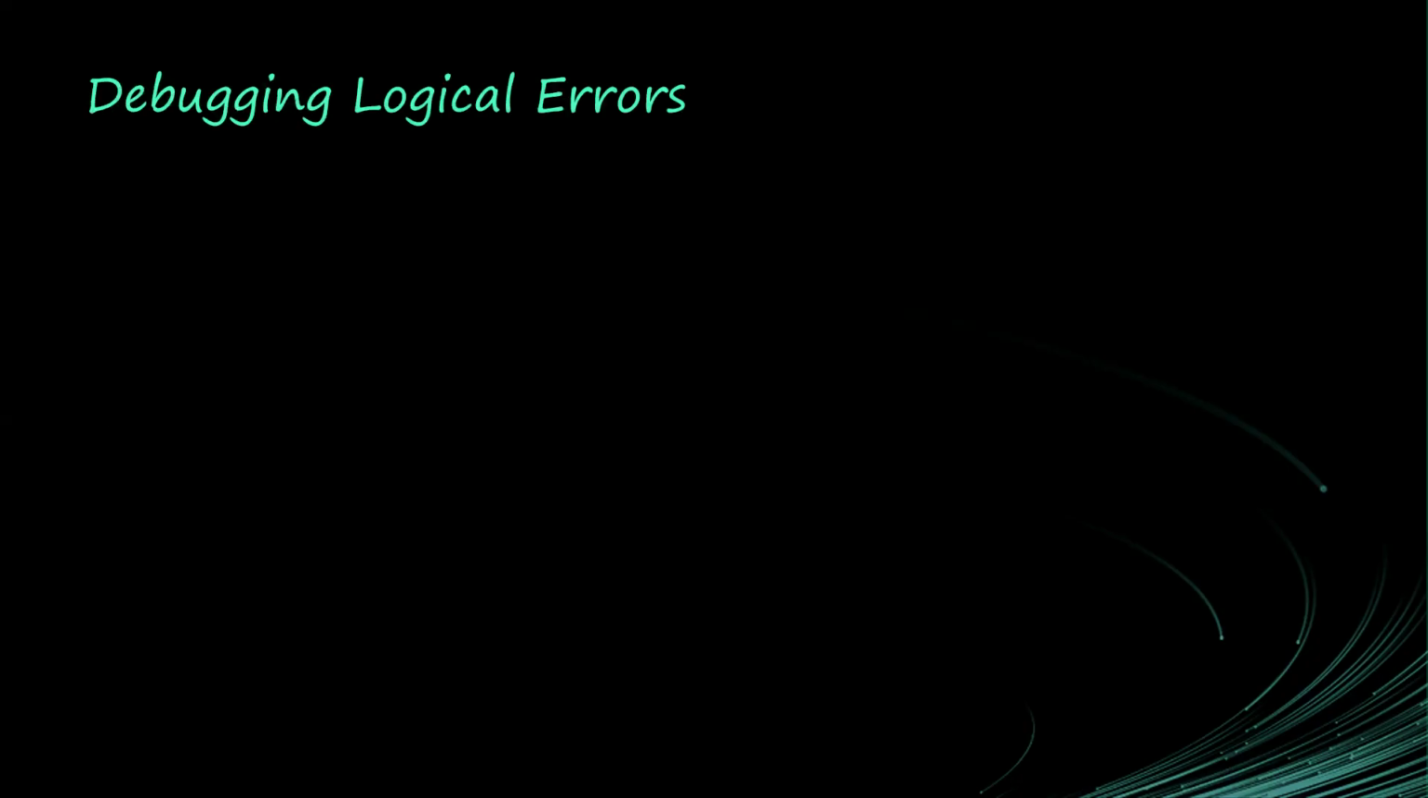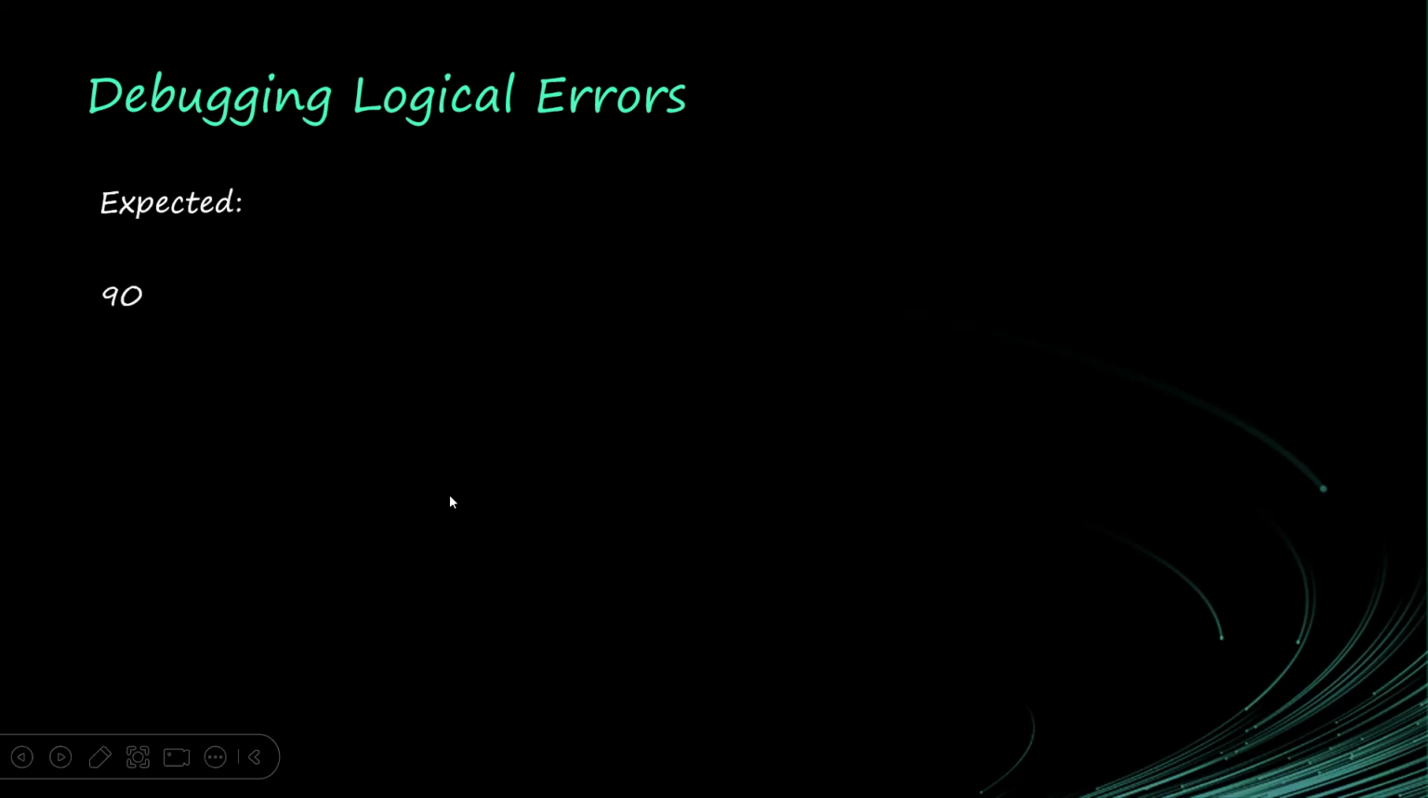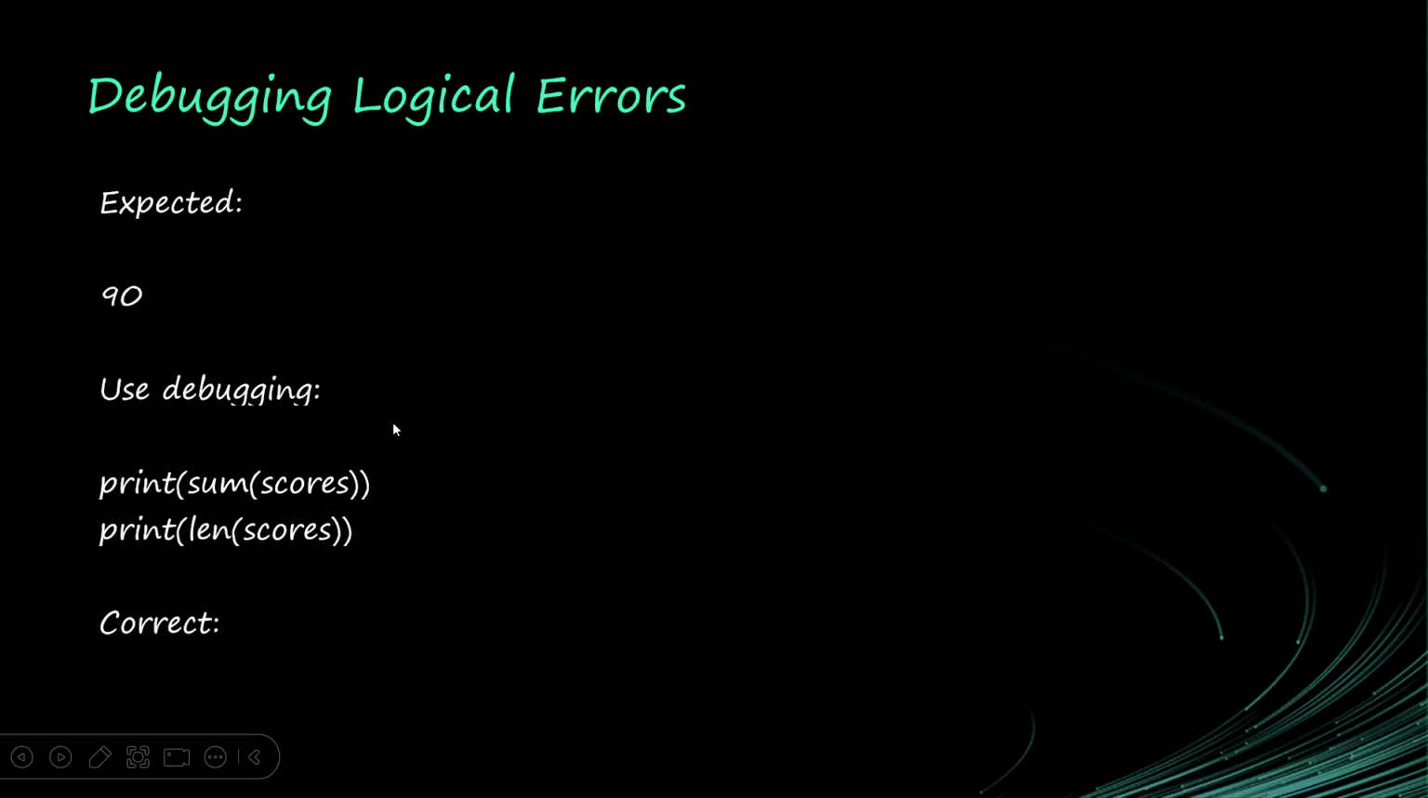Now, debugging logical errors. Logical errors are often the hardest to find. When you have something like this, you want the average, but you're doing the sum instead of the average. Average should be the sum divided by the number of items that we have. But we are going to get something wrong. So, how do you debug? The expected result is 90, but you're getting 270. Use debugging. Use print statements, and then you will see that you're doing something very wrong and you have to correct it.